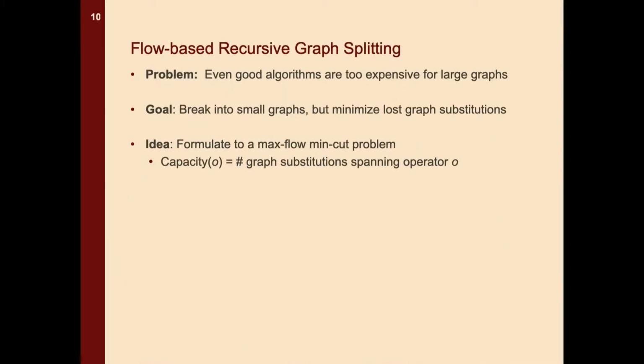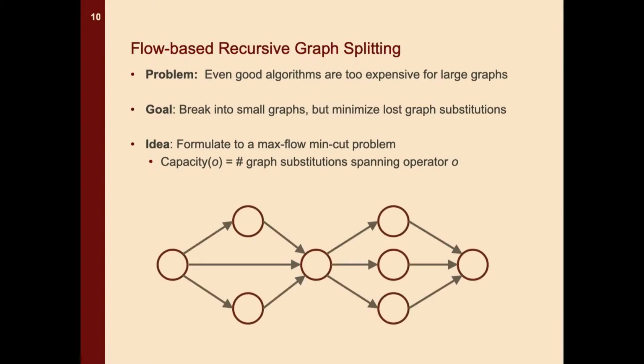First, let me show you our flow-based recursive graph splitting algorithm. The problem here is that even very good search algorithms are too expensive for large graphs. So we need a way to break your entire graph into small subgraphs. When we are trying to break it into subgraphs, our goal is to minimize the lost substitutions. We would like to preserve as many substitutions as possible. So we formulate this problem as a max-flow min-cut problem. We define the capacity of each operator to be the number of substitutions that will use this operator.